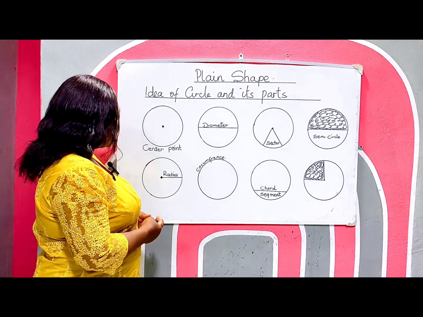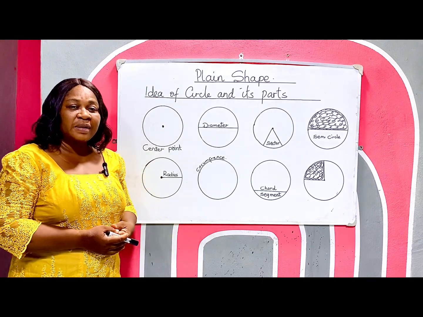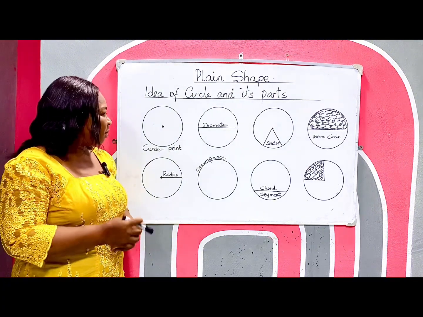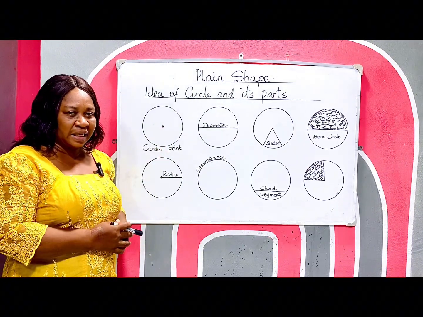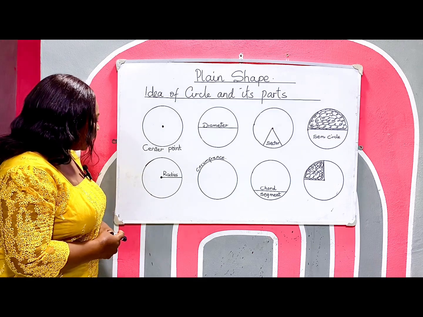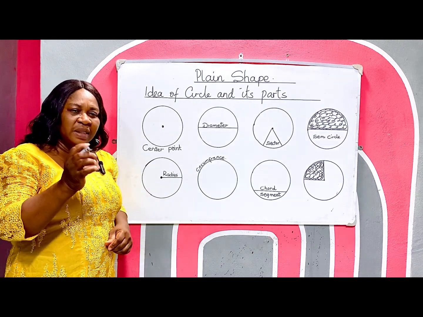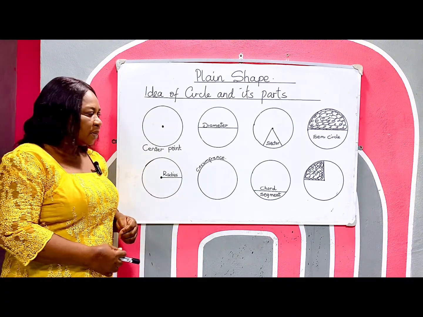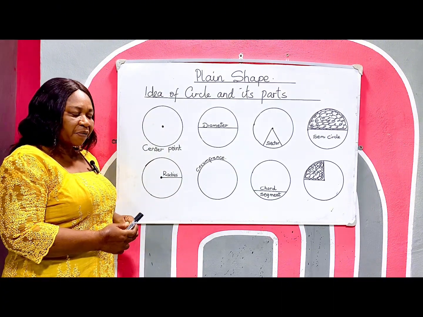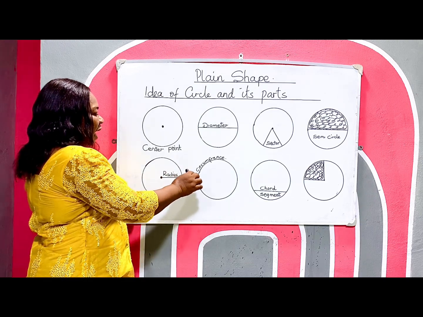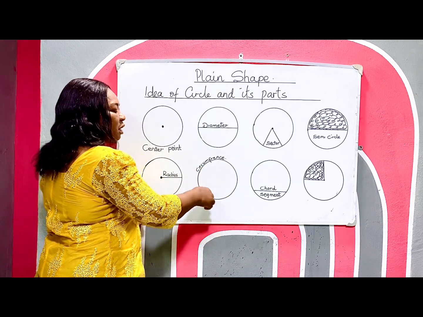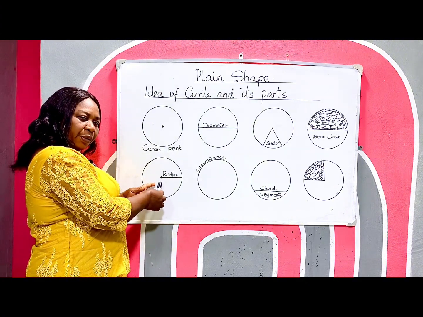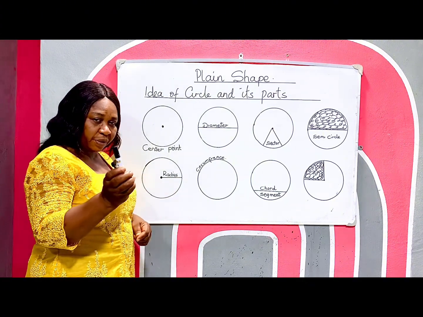When we talk about a circle, the first thing is a point in the middle, the center point. Another one is the radius. A radius is a line that runs from the center point to the circumference. The circumference is the line that forms the shape of a circle. The line that runs from the middle to the circumference is called the radius.